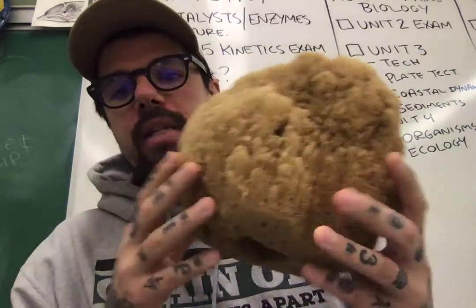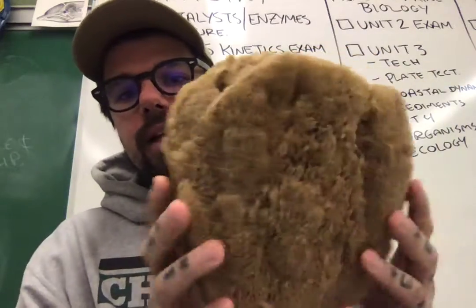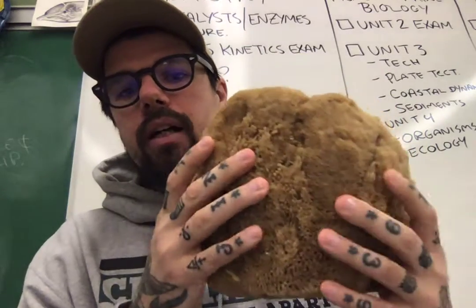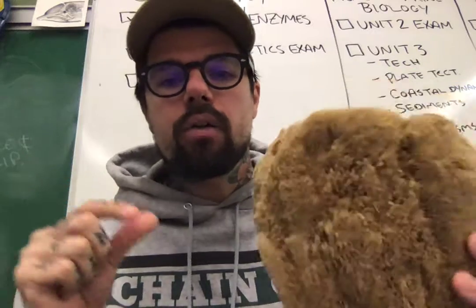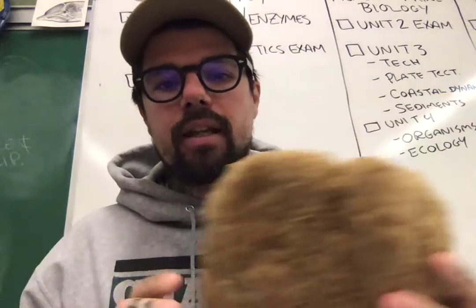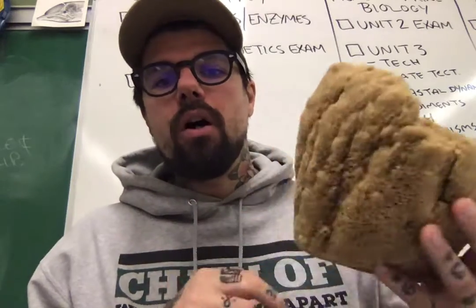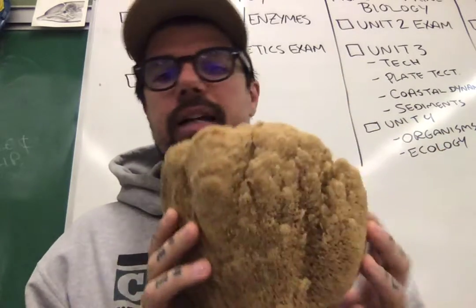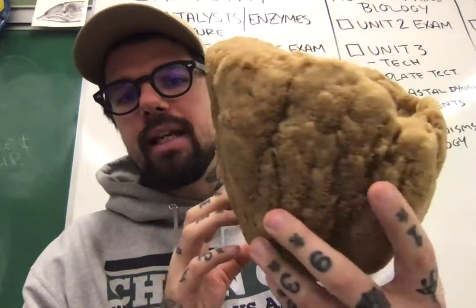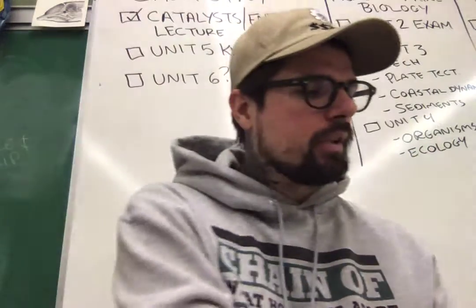This is a sponge that's made out of calcium carbonate. Its spicules are like little bone or skeletal fragments. Skeletal, I say that loosely, fragments that help give it its shape. We'll talk about all of that in more detail in our lecture, but here is a calcium carbonate sponge.